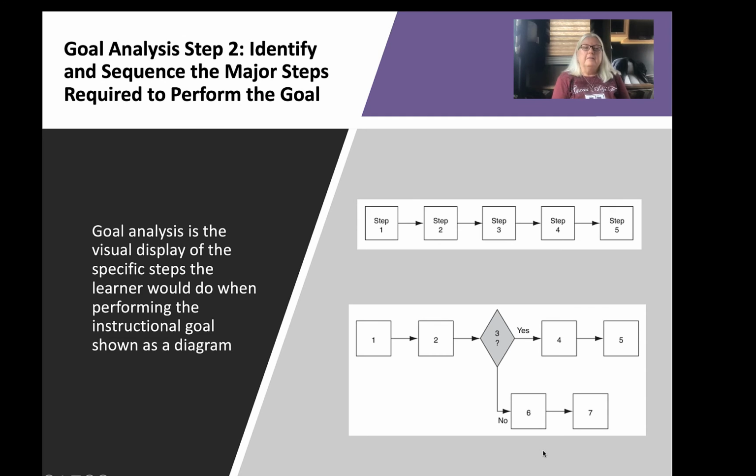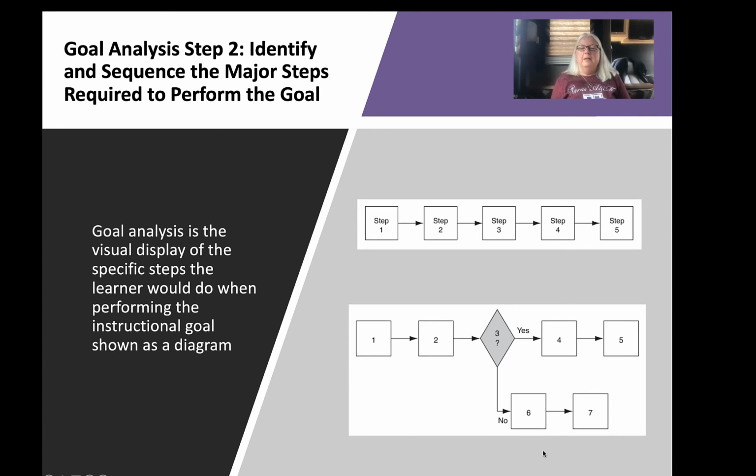So the second step is to identify and sequence the major steps required to perform the goal. And this is called goal analysis. So in goal analysis, we're creating a visual display of the steps the learner would do when performing the instructional goal. And we show this as a diagram. We show this as a flow chart.